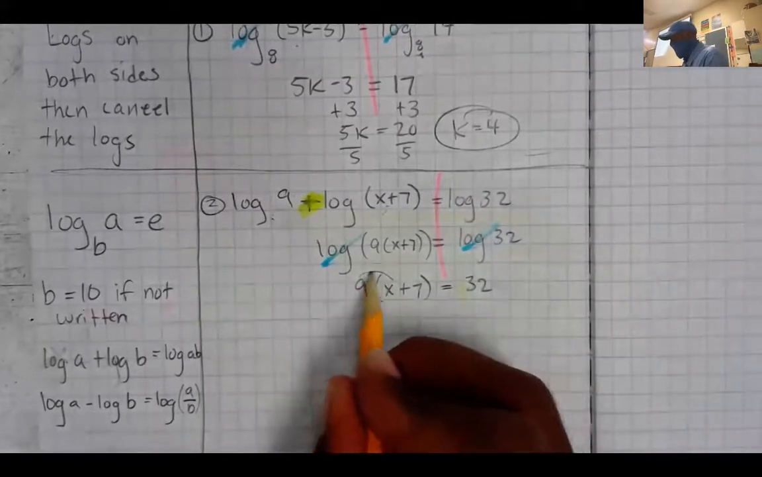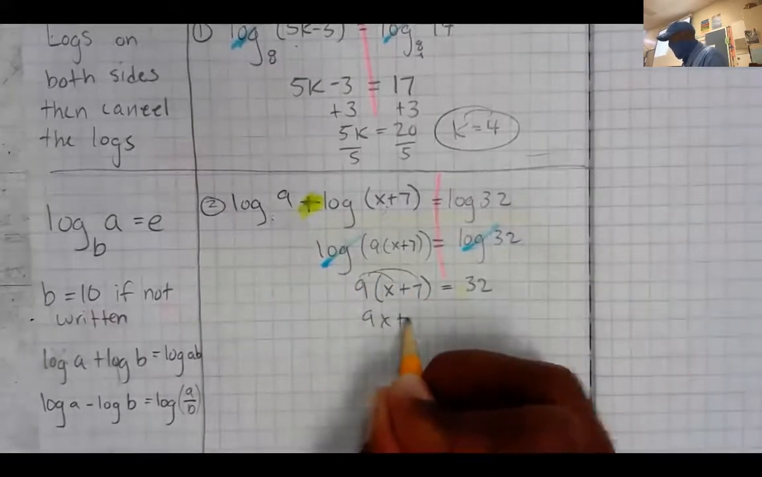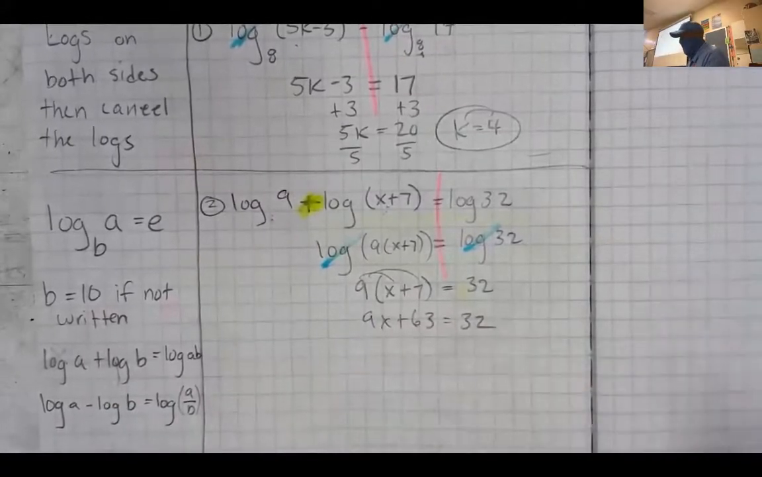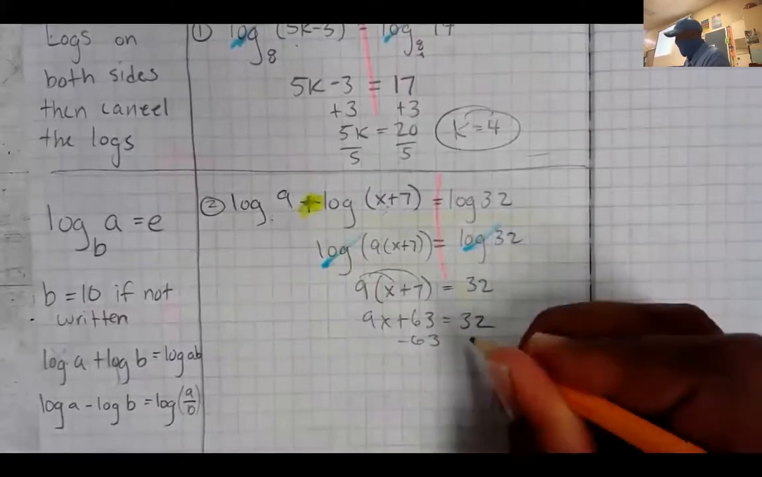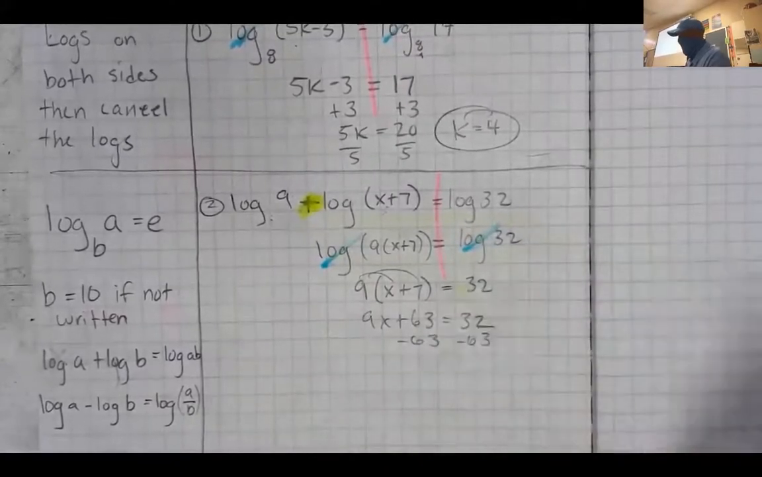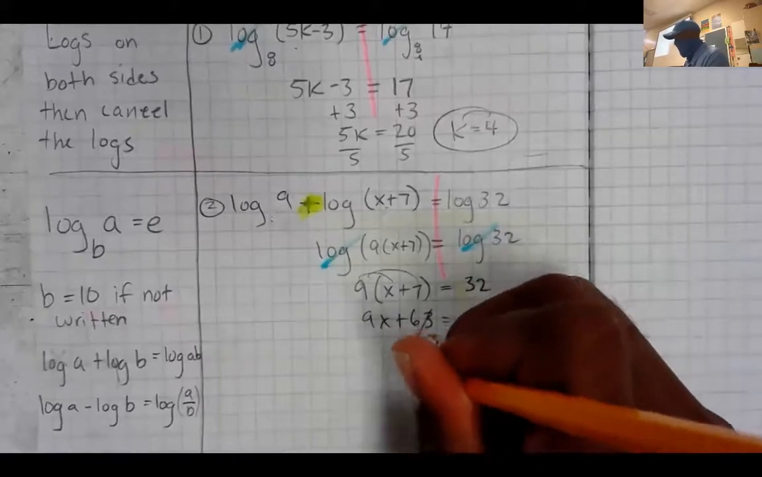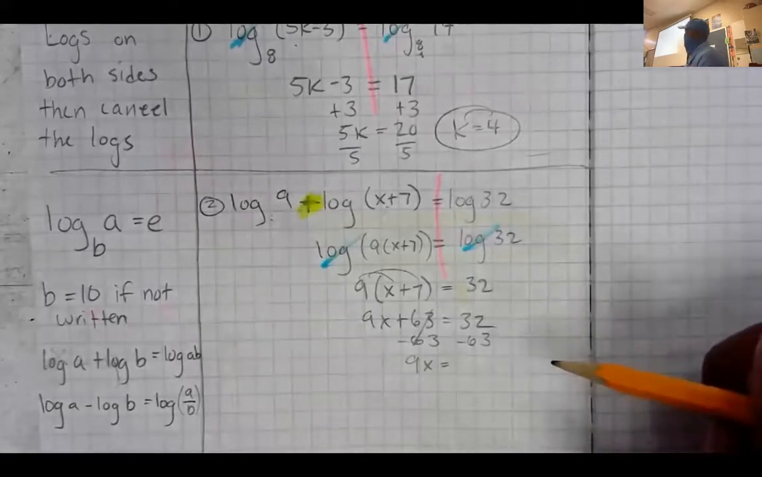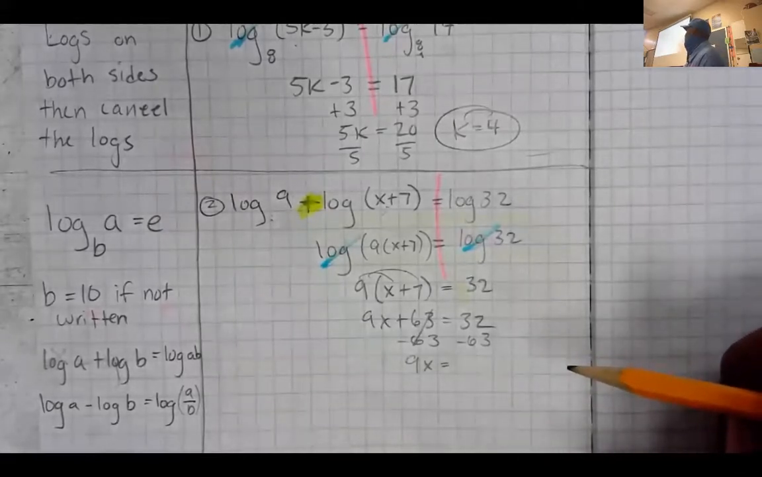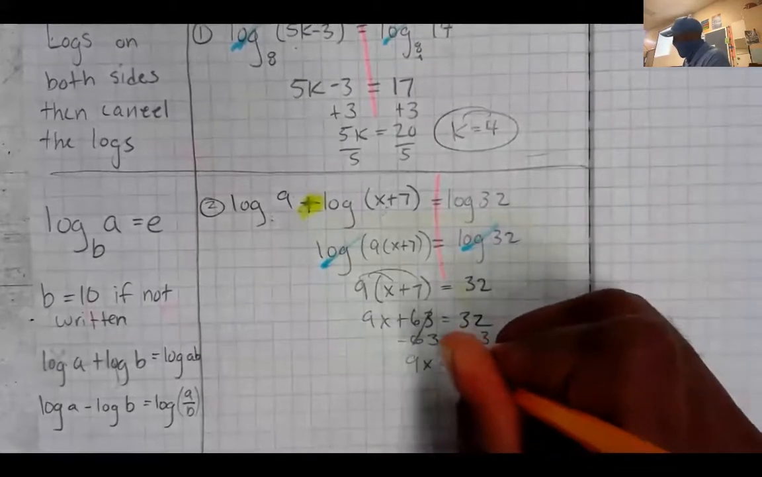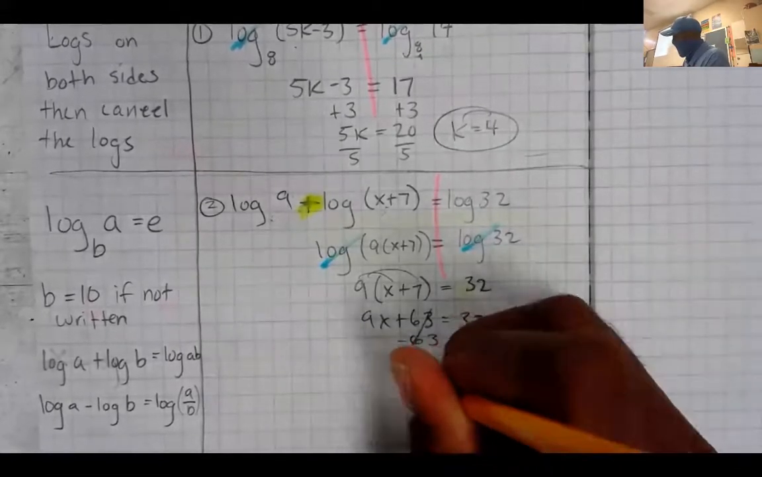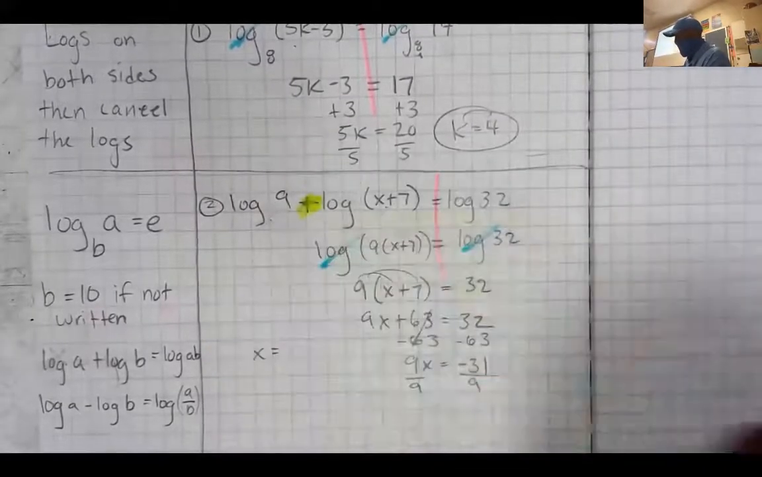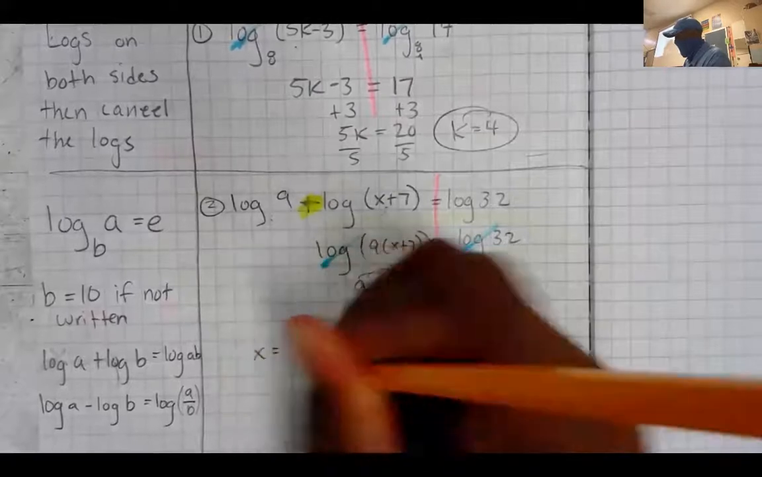So I'm going to distribute the 9x. 9 times 7, 63, equals 32. And then just work through the steps. Try to get x by itself. So I'm going to subtract 63 first. 32 minus 63, how much is that? Negative 31. Okay. And then divide by 9. And x is equal to negative 31 over 9.